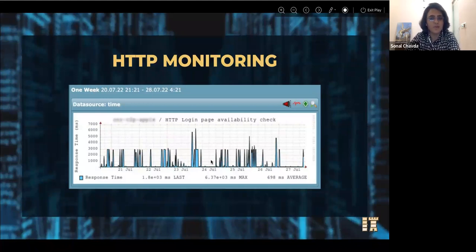Monitoring a home page or login page is the most common and primitive thing, but one would want to monitor other pages of the application as well, because you want to make sure that the whole service is available in time.